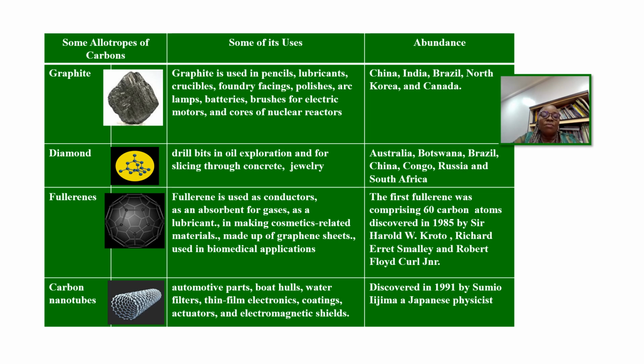Another allotrope of carbon is diamond. Diamond is a mineral composed of pure carbon. It is the hardest naturally occurring substance known. It is also the most popular gemstone, and very useful in industrial applications. Diamond is found in abundance in Australia, Botswana, Brazil, China, Congo, Russia, and South Africa. We find out here that diamond is very common in some African countries.